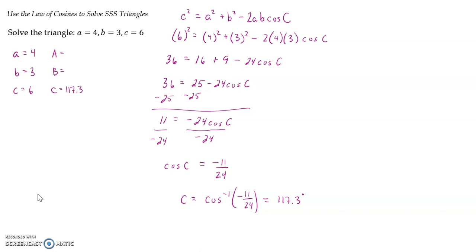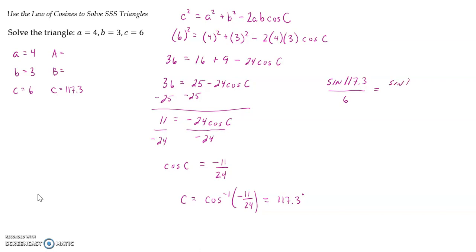Now let's go ahead and solve for either angle A or angle B. Keep in mind you can either go back to law of cosines, or you can go ahead and use law of sines to calculate your next angle measure. I'm going to go ahead and use law of sines. So I'm going to do sine of c, which is 117.3, over side c, which is 6. And I'm going to go ahead and solve for angle B first.